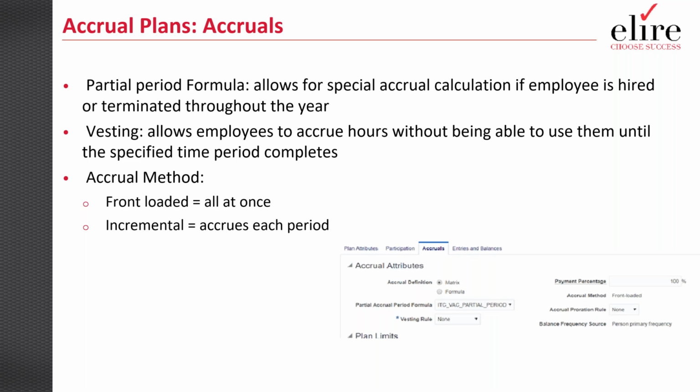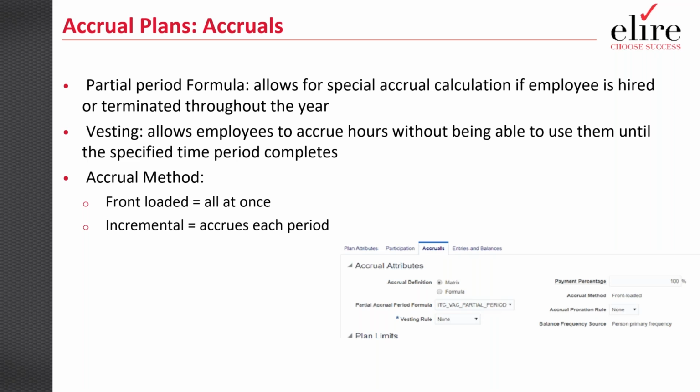Additionally, Oracle Absence Management allows you to set vesting rules. So that's something that I've seen quite a lot across a few different clients, is that you can work for 3 months and accrue time, but you can't actually use the time you've accrued until 3 months has gone by, until you've been in your position for 3 months. So on the accrual side of things, you can set that vesting period if you do so choose.